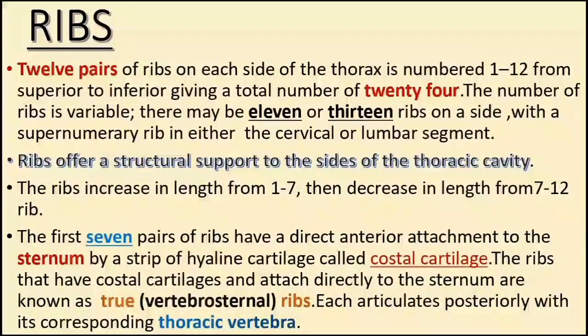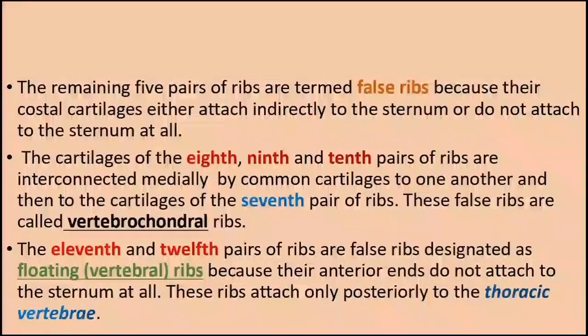The first 7 pairs of ribs have a direct anterior attachment to the sternum by a strip of hyaline cartilage called costal cartilage. So that is where the ribs attach to the sternum. The ribs that have costal cartilages and attach directly to the sternum are known as true or vertebrosternal ribs, and each articulates posteriorly with its corresponding thoracic vertebra.